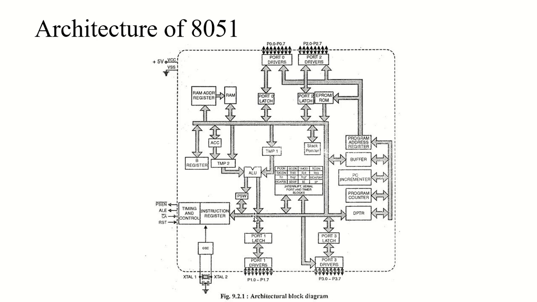Now, a flag is a 1-bit register provided to store the result of an instruction. A flag is a flip-flop that indicates some condition produced by execution of an instruction. Like the carry flag, it will be set if there is a carry or a borrow out of the MSB of my result.